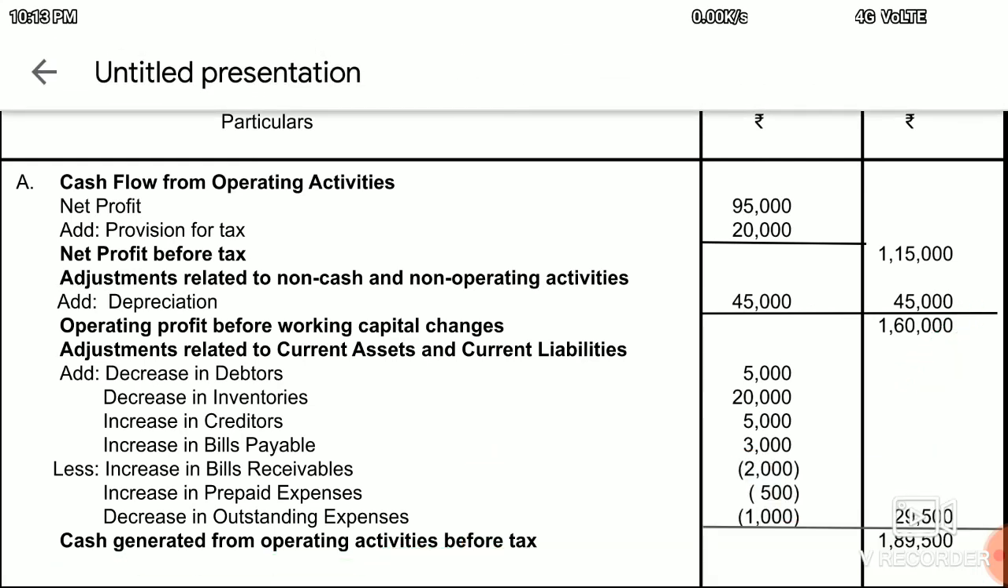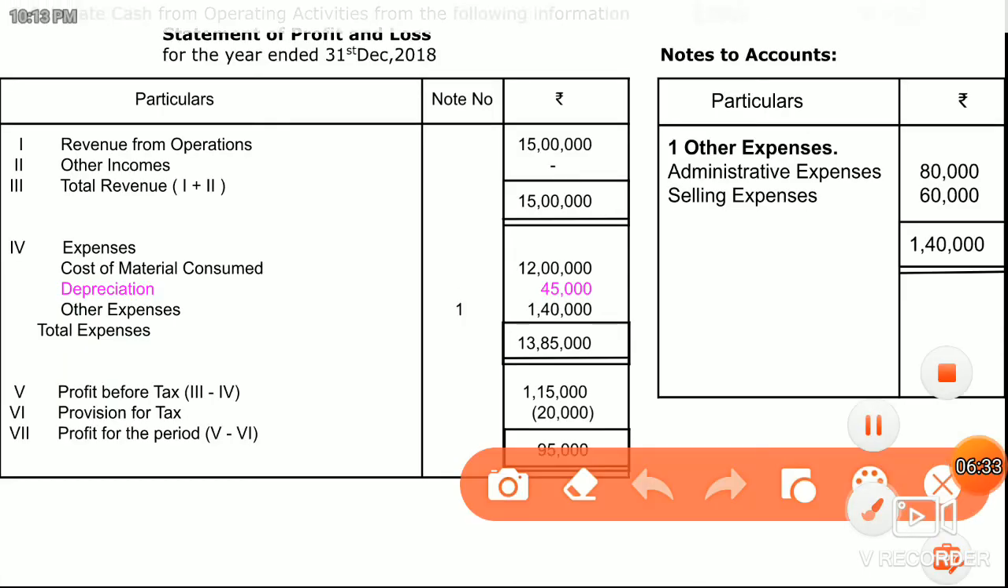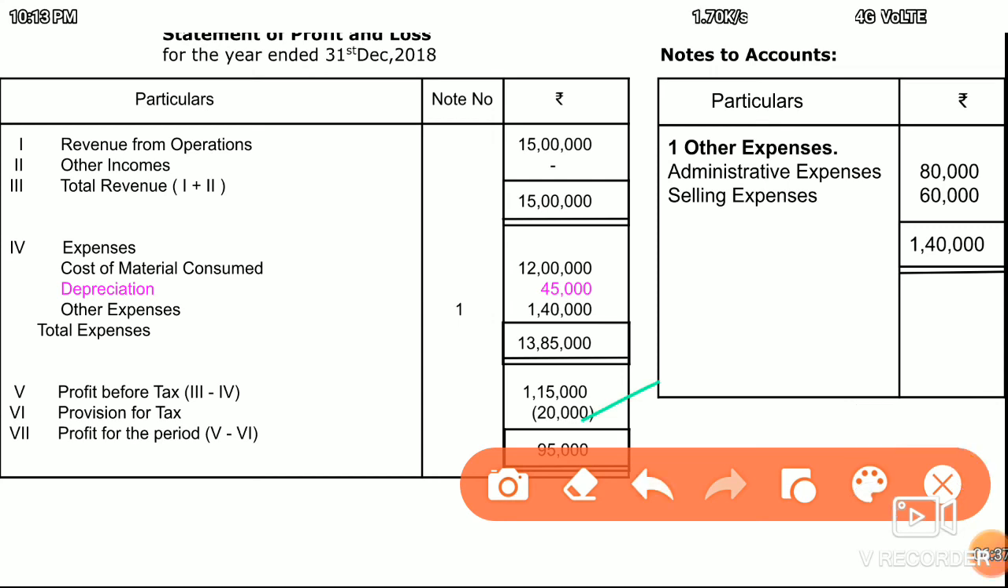Now after this, we will see how much is the payment for tax. In this sum, as I've told you before also, the provision for tax is 20,000. So in a sum, if the provision for tax and the payment for tax are not given separately, then in that case we assume that whatever provision is made during the year, in this case 20,000, the same amount is the payment for tax. That means whatever provision was made during the year, the same amount was paid as tax.